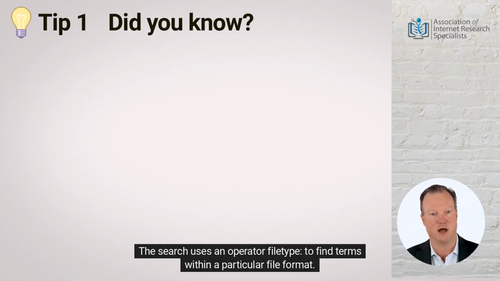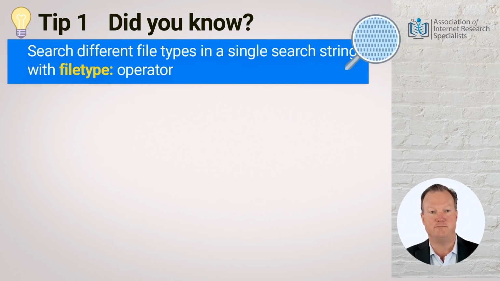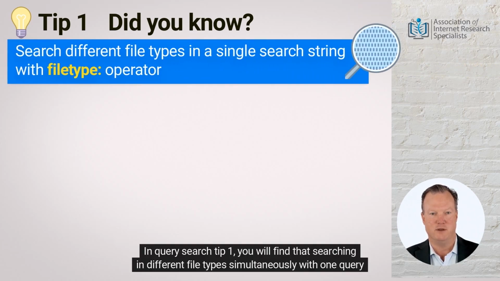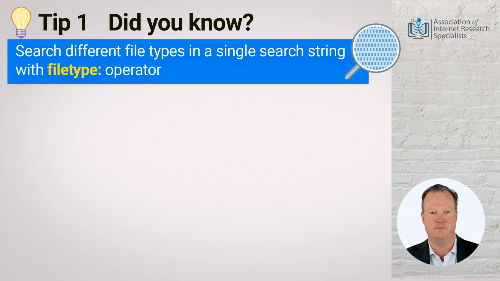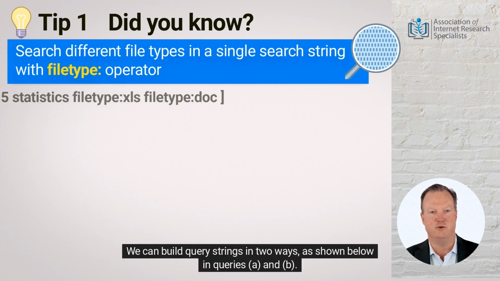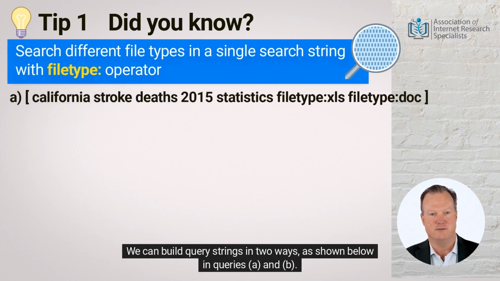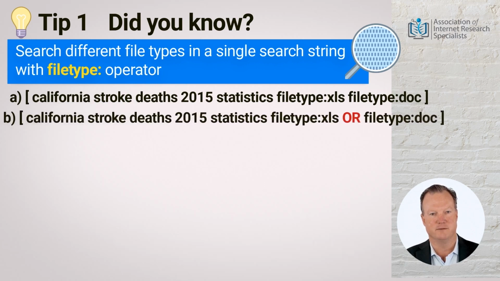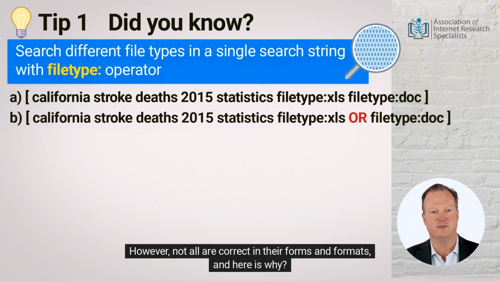The search uses an operator, filetype, to find terms within a particular file format. In Query Search Tip 1, you will find that searching in different file types simultaneously with one query string is possible. We can build query strings in two ways, as shown below in queries A and B. However, not all are correct in their forms and formats, and here is why.